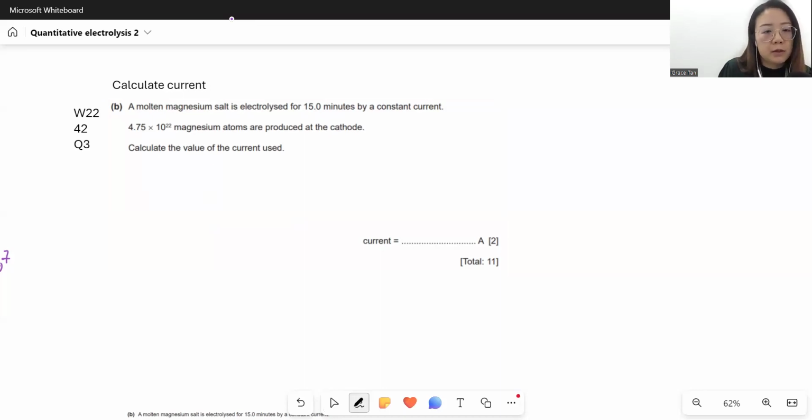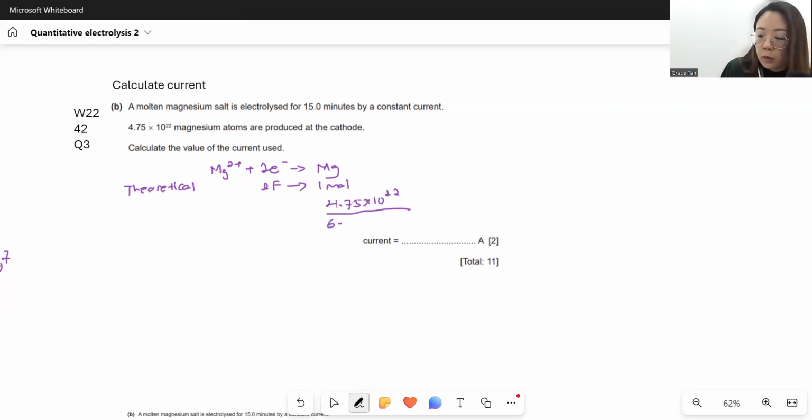First, we bring out the equation for magnesium. Magnesium requires 2 electrons to form 1 mole. Theoretically, we need 2 Faraday to liberate 1 mole of magnesium solid. Currently your experiment gave 4.75 times 10 to the power 22 magnesium atoms. For atoms, you need to convert to moles by dividing by the Avogadro constant, which is 6.022 times 10 to the power 23.